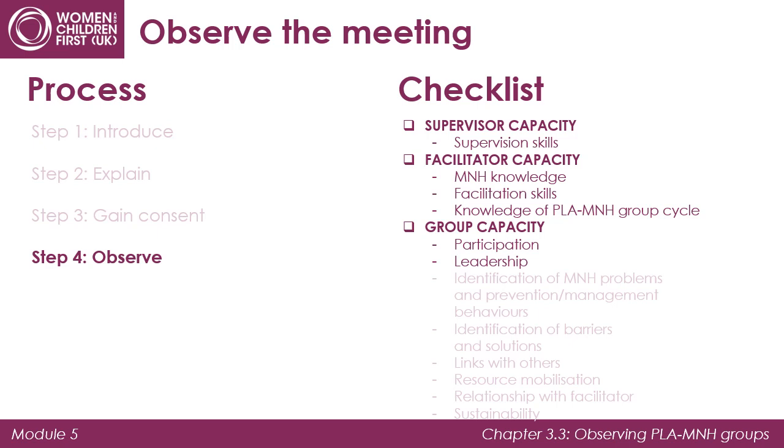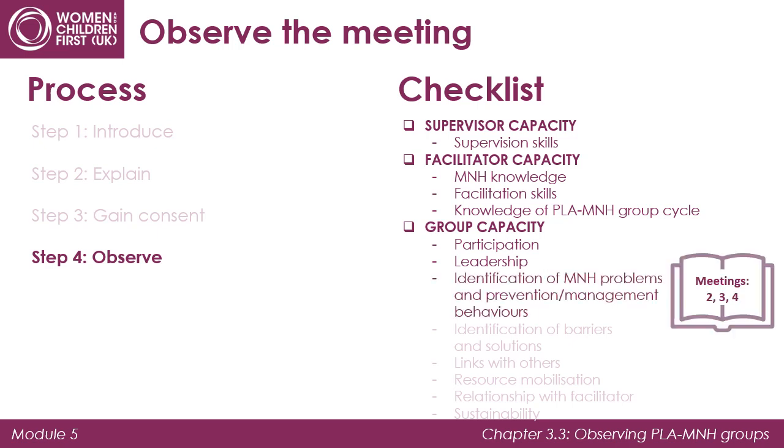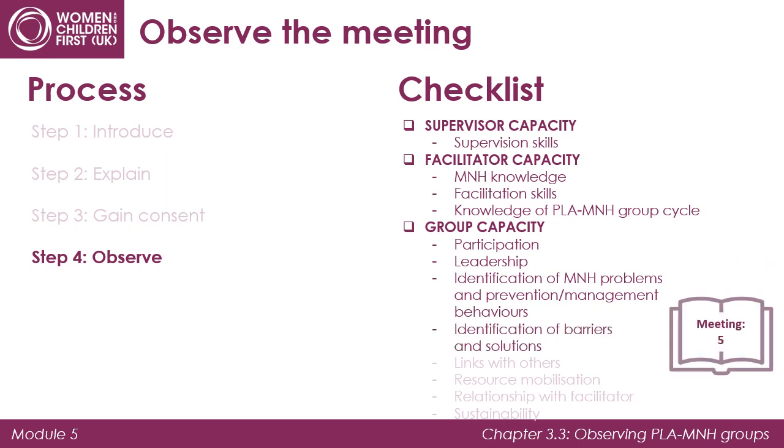In relation to capacities of the group, during observation, the PLA-MNH group manager should assess participation in the groups and leadership, ability to identify MNH problems and prevention and management behaviors. This is easiest to observe during meetings 2, 3, and 4 of the cycle. Ability to identify barriers and solutions. This is easiest to observe during meeting 5 of the cycle.